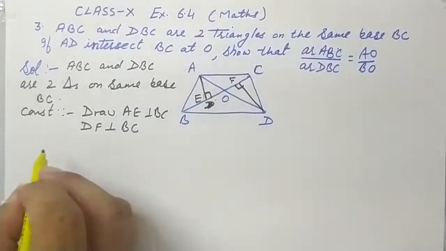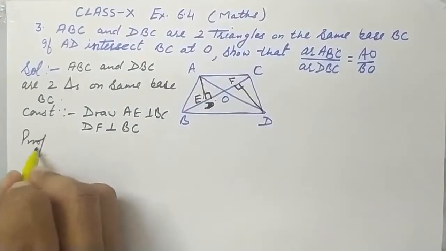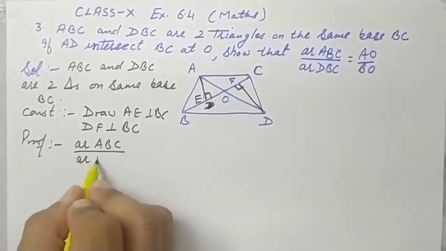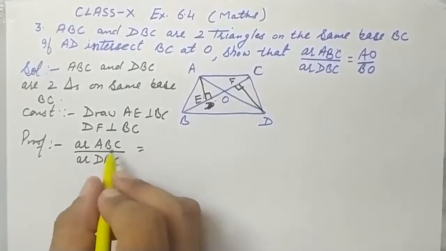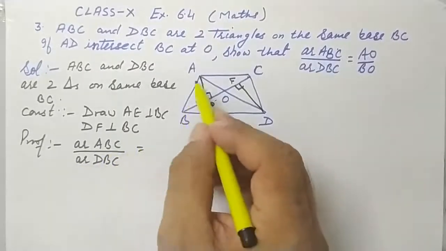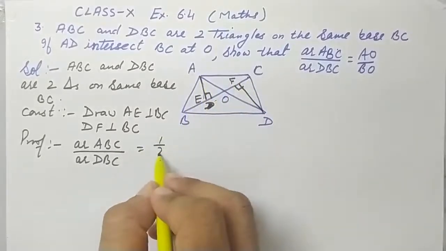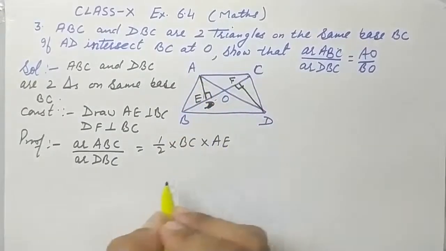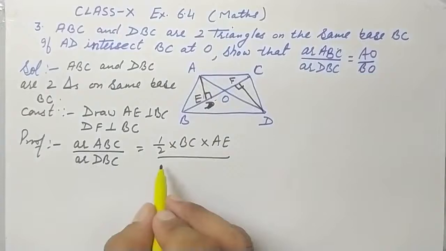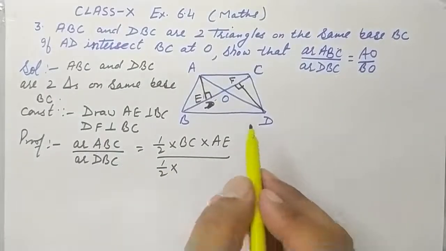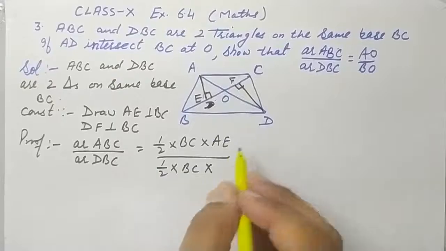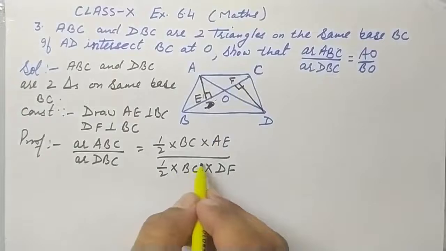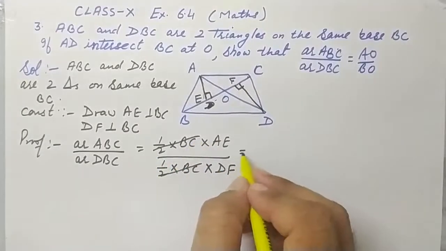So let's take the left hand side from here. In proof, we'll take the left hand side: area of ABC over area of DBC. Now you know the area of a triangle is half into base into height. For triangle ABC, it will be half into base BC into height AE, over the area of triangle DBC, half into base, also BC, into height DF. So half and BC will cancel. What is left here?